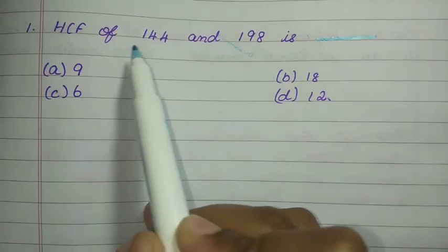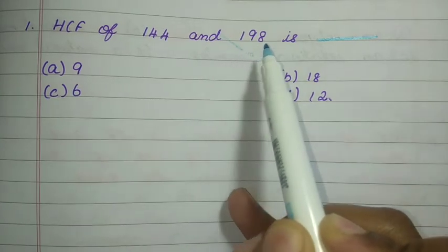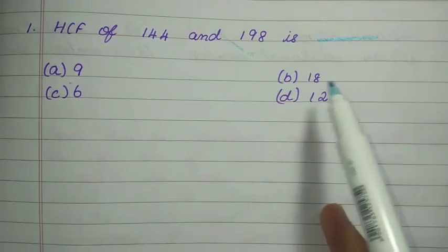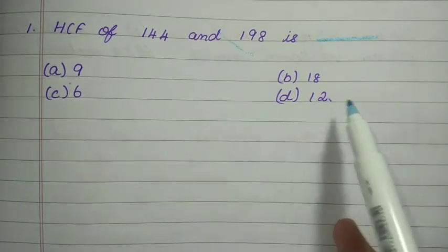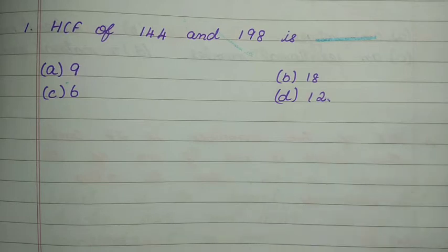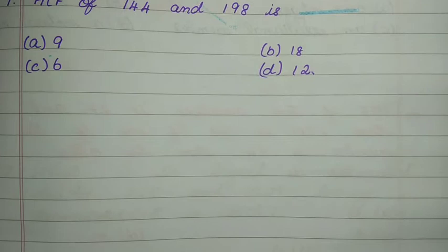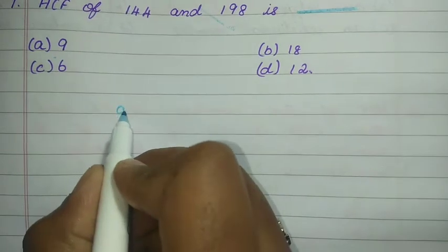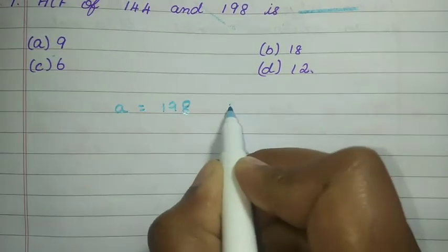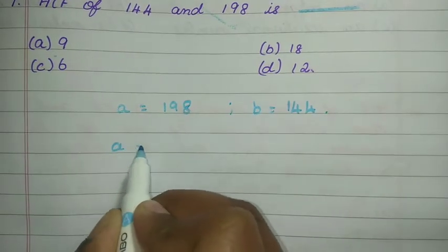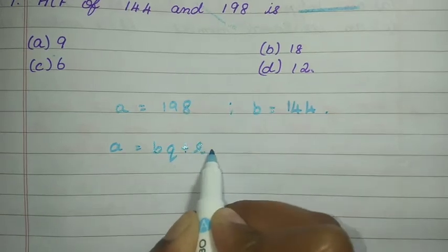Question 1. HCF of 144 and 198 is dash. Option A 9, option B 18, option C 6, option D 12. For these types of questions you have to work it out and then see, but there are no step marks, so you can just do this in the rough column. Now we can use Euclid's division lemma. Now I will be taking my 198 as A and B as 144. So I will write A is equal to BQ plus R.